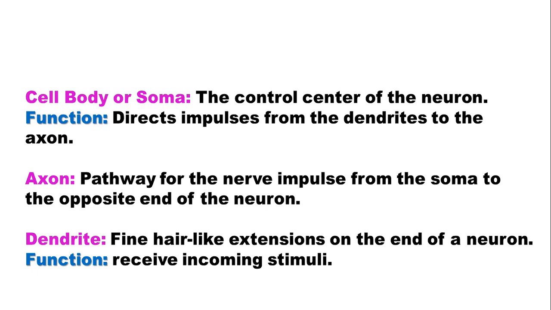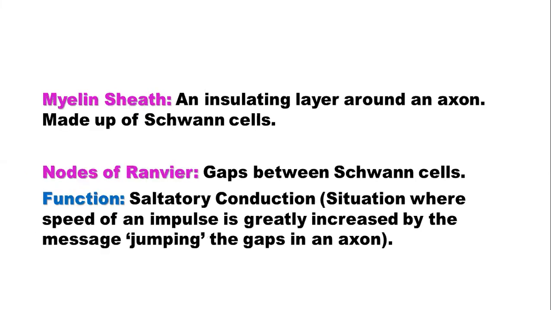Its function is to direct impulses from the dendrites to the axon. Dendrites are the afferent process of the neuron and axon is the efferent process. Axon, pathway for the nerve impulses from the soma to the opposite end of the neuron. Dendrites, fine hair-like extensions on the end of a neuron. Its function is to receive incoming stimuli.